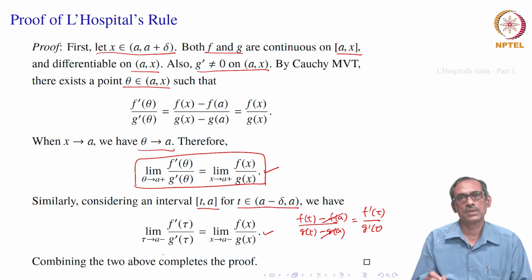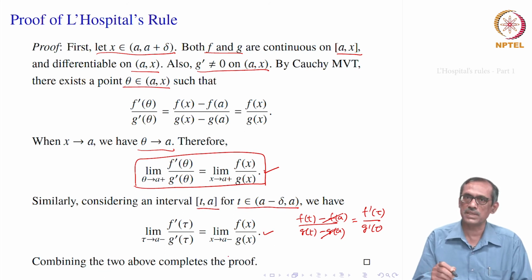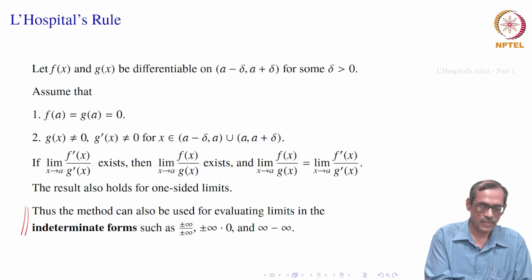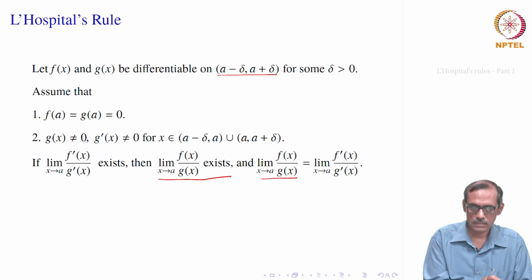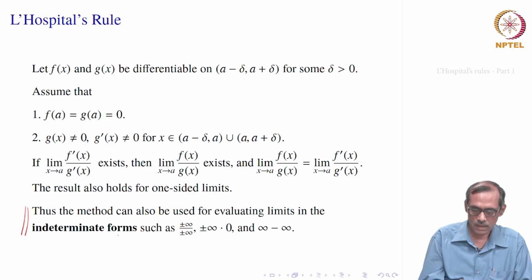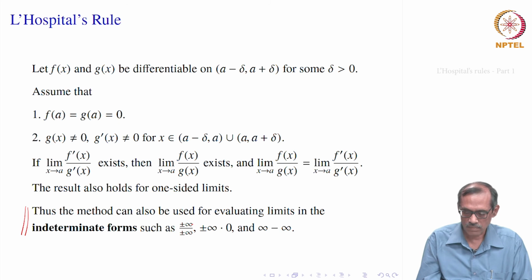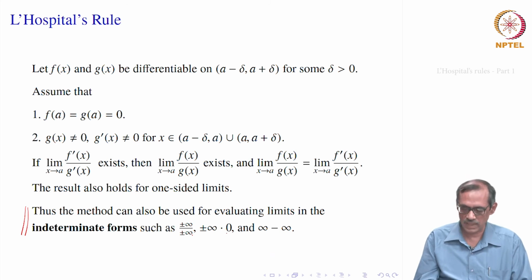So, that means suppose I have the interval a to infinity and we want to find the limit as x goes to infinity, then only the left side limit will be useful, and this one will help us. A similar thing also holds for indeterminate forms of the form plus or minus infinity by plus or minus infinity, or plus or minus infinity into 0, or infinity minus infinity, because there you will be concerned with one sided limits.